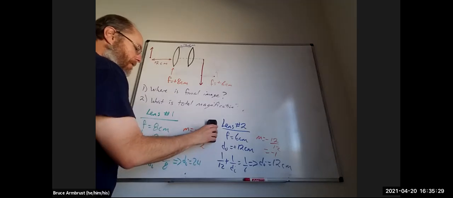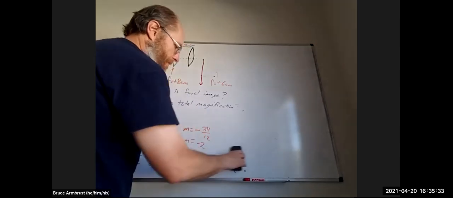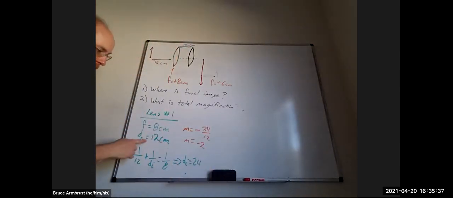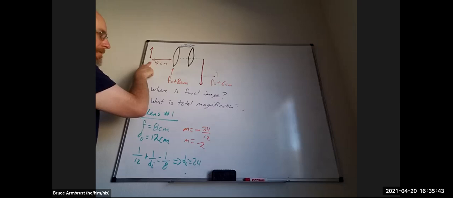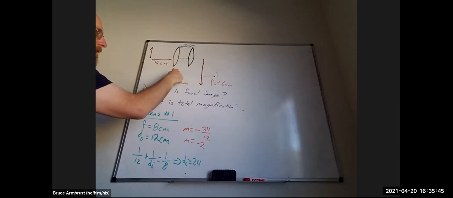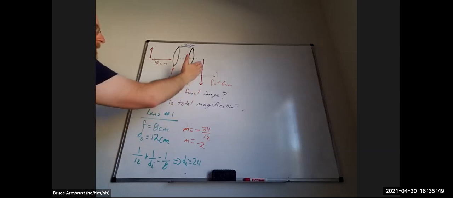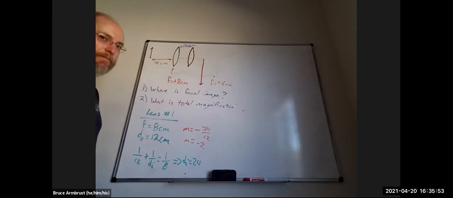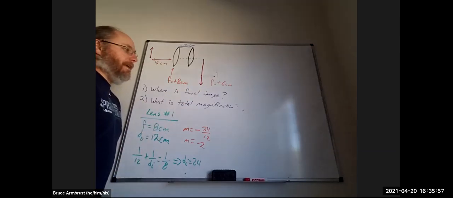Okay, so we can actually recycle lens one. All the lens one calculations are exactly the same because we didn't change where that object was. We didn't change the focal length or anything. So we still would have done this calculation and we would have figured out that the image would show up 24 centimeters away, which would be now on the opposite side of the second lens.